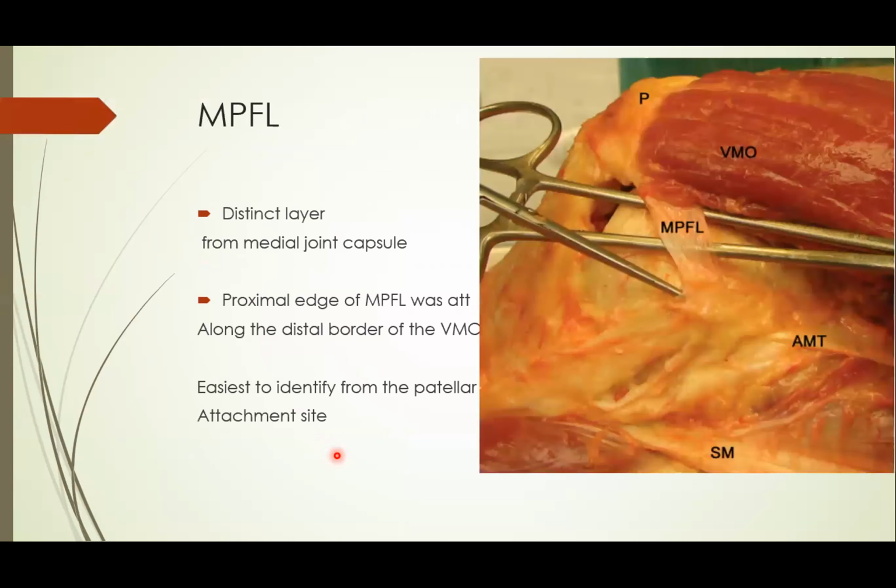A structure that is very important for us as surgeons is the MPFL. It forms a distinct layer superficial to the medial joint line, and it runs in close association with the vastus medialis oblique muscle towards its insertion on the patella. It is easiest to identify at this insertion point.